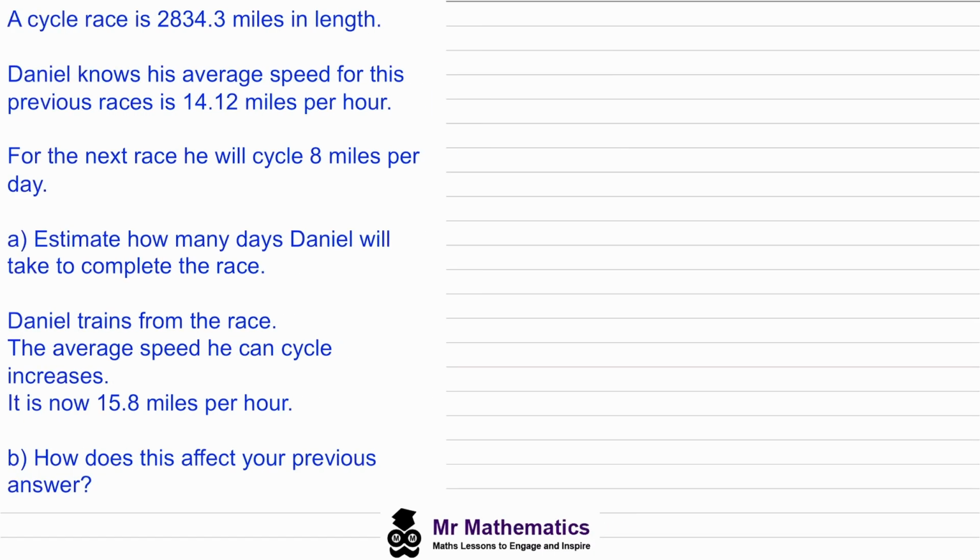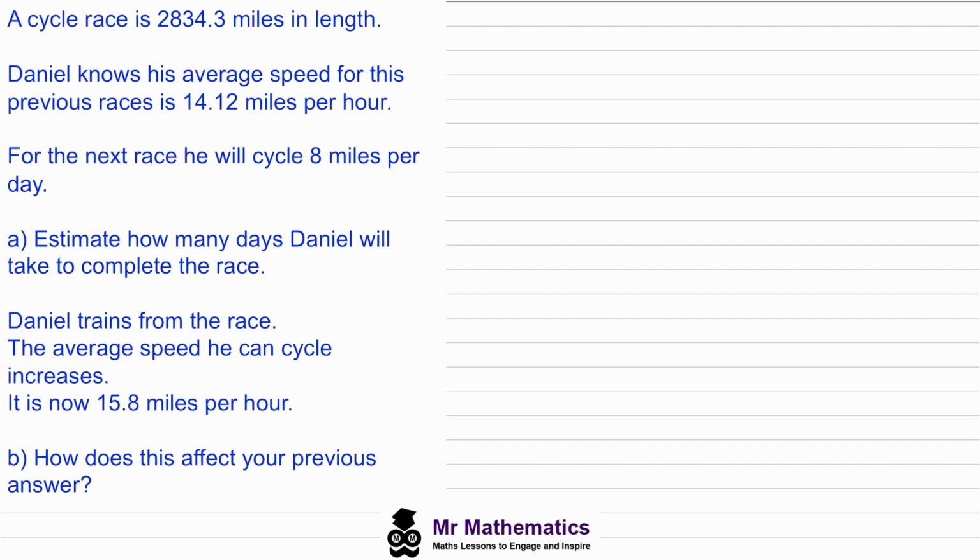Okay, so in this question, we're told that a cycle race is 2,834.3 miles in length, and Daniel knows his average speed for his previous races is 14.12 miles per hour. For the next race, he will cycle 8 miles per day. Estimate how many days Daniel will take to complete the race. And then for part B, Daniel trains for the race. The average speed he can cycle increases. It is now 15.8 miles per hour. How does this affect the previous answer? So perhaps you want to try this question yourself. You can pause the video, and when you come back, we'll go through the worked solution.